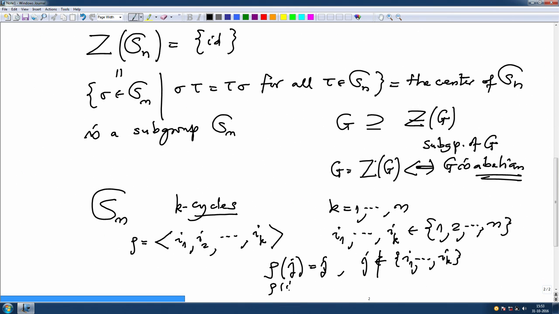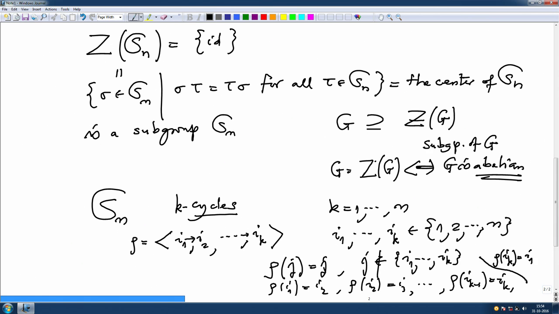And rho of I1 is I2, the next one. Rho of I2 is I3, and so on. Rho of Ik minus 1 is Ik. So, this goes under rho up to here, and the last one goes back to the first one, and rho of Ik is I1. This is clearly a bijective map and it is a permutation. This permutation is called a cycle, a k cycle.